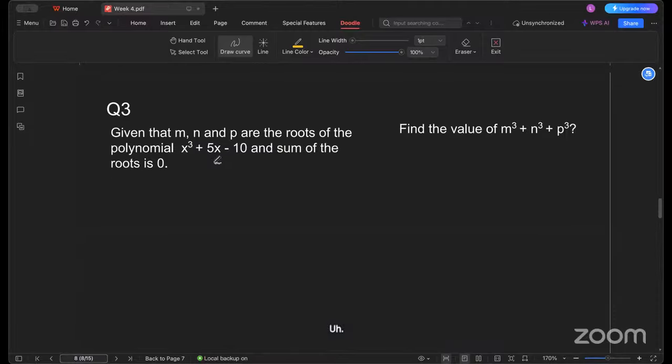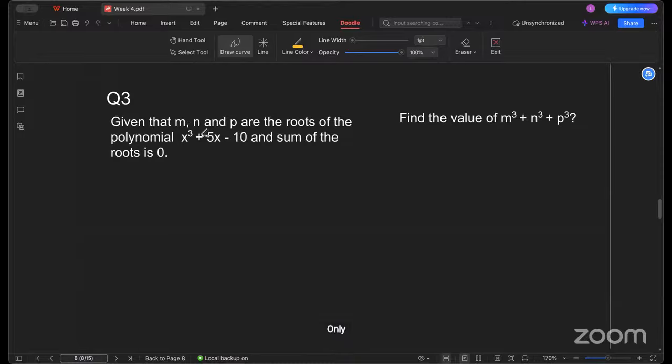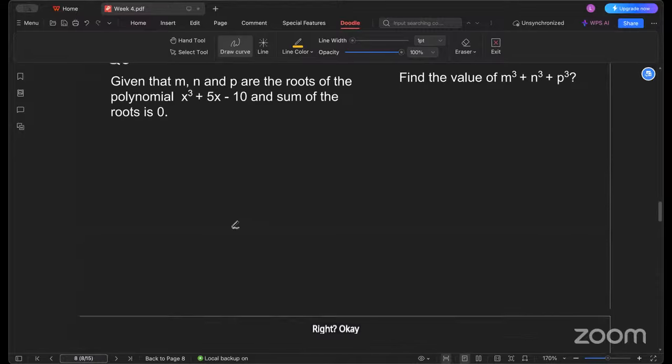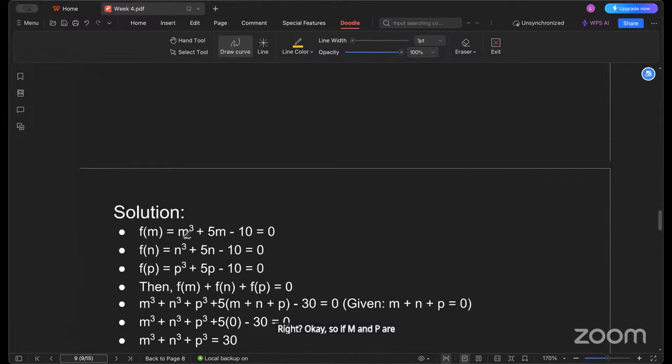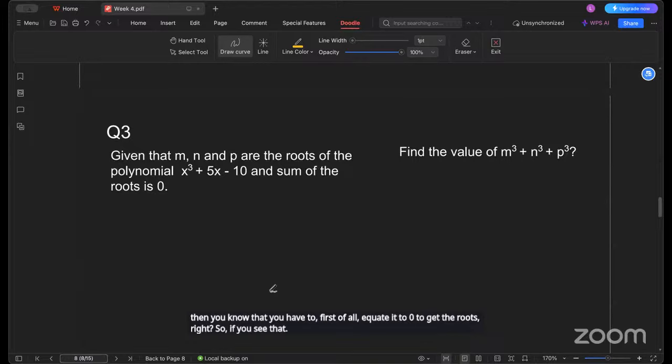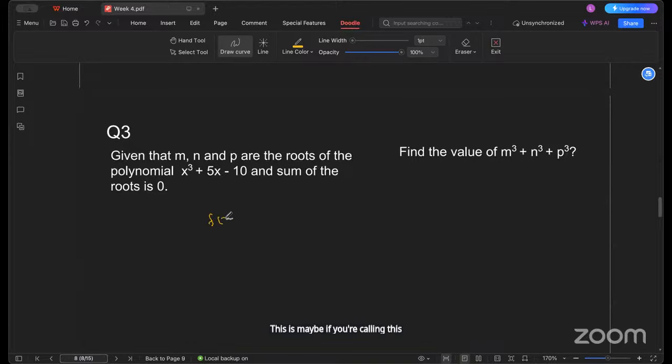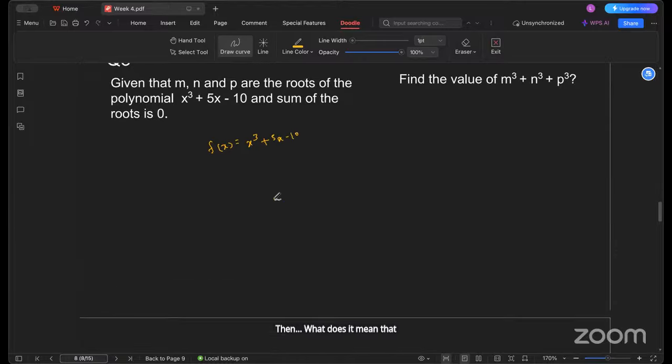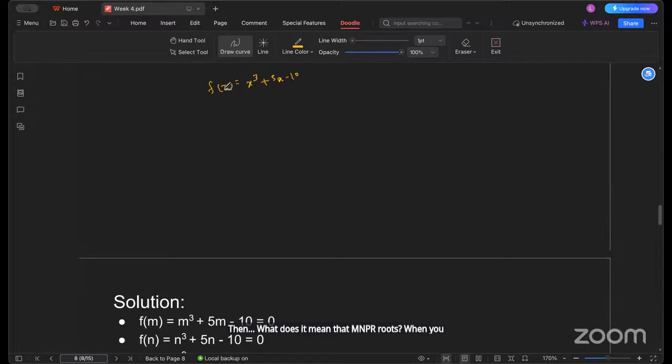Maximum 3. Only 3, exactly 3 roots only, right? And they are given to be m, n and p. So if m, n and p are the roots, then you know that you have to first of all equate it to 0 to get the roots, right? So if you are calling this f of x, what does it mean that m and p are roots? When you substitute m and p in place of this, you will get 0, right?